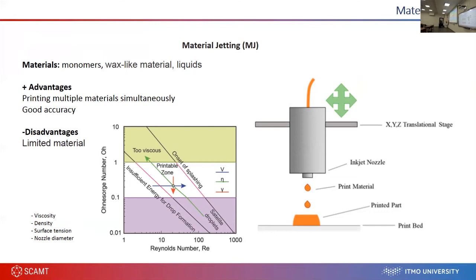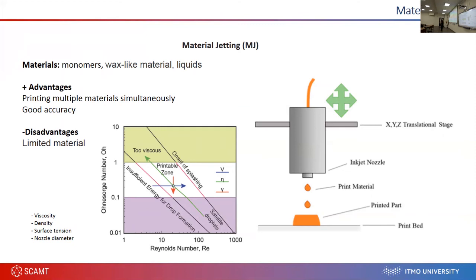Of course, a disadvantage is limited material, and we should remember about the printability, the jetability, of our material. Here we are talking about rheological parameters of our solution. We should know viscosity, density, surface tension, and nozzle diameter to calculate. If we get into the printable zone, this means that we can get a stable drop for printing.